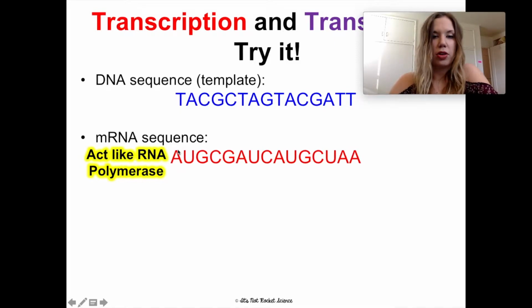Remember, T goes with A, A binds with U because it's RNA, so it's uracil, and there should be no T's in any mRNA strands. G goes with C, C goes with G, and so on and so forth.